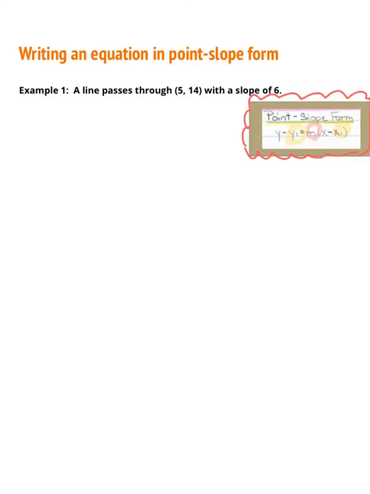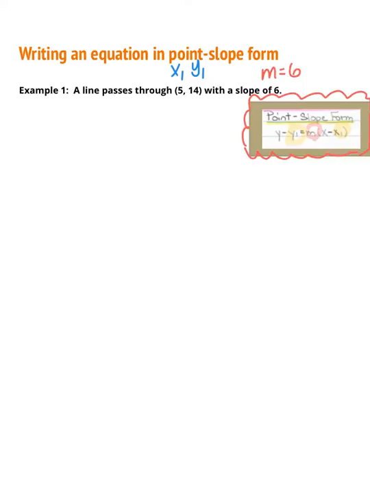So let's take a look at the actual example. It says our line passes through the point (5, 14). I'm going to label that 5 as the x value, x1, and the 14 is the y value, y1. And the slope is 6. Remember, slope is often represented with m, so my m is 6.